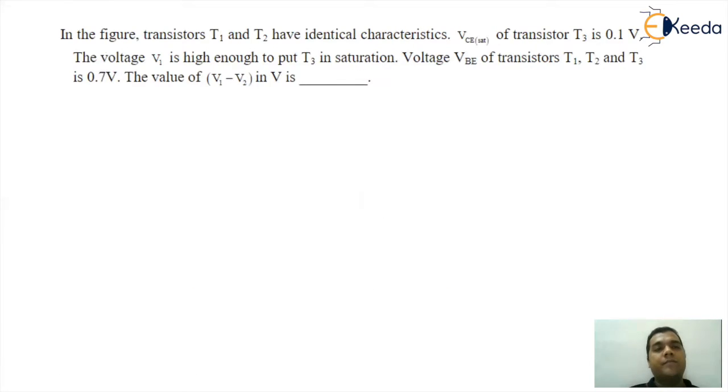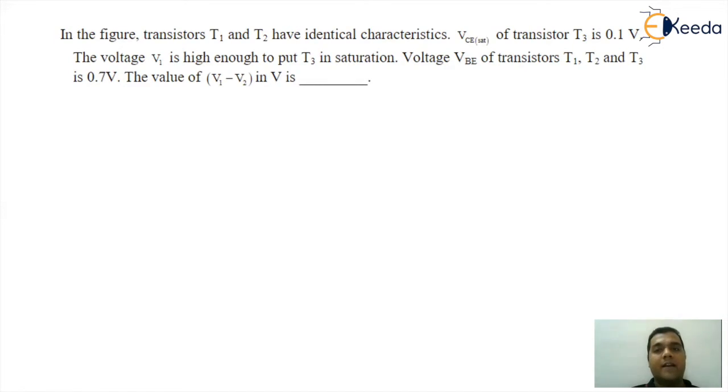Next question. In the figure, the transistors T1 and T2 have identical characteristics. VCE sat of transistor T3 is 0.1 volt. The voltage V1 is high enough to put T3 in saturation. The voltage VBE of transistors T1, T2 and T3 is 0.7. The value of V1 minus V2 in volts is.